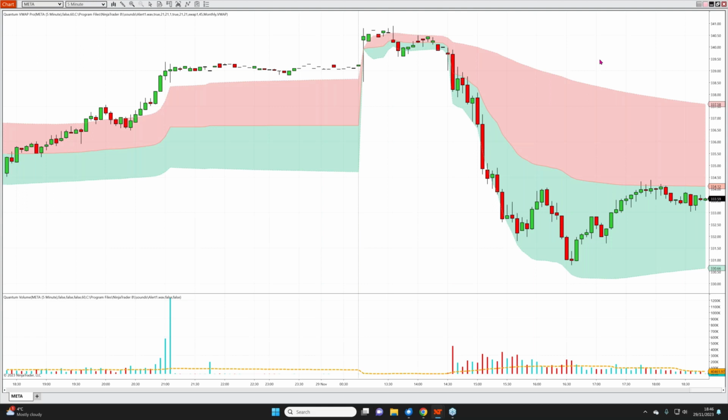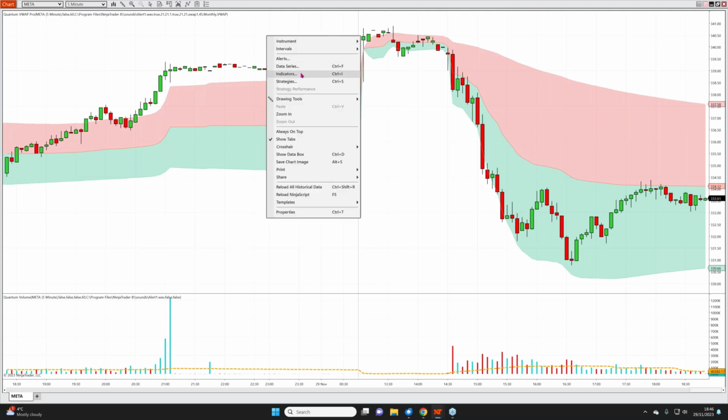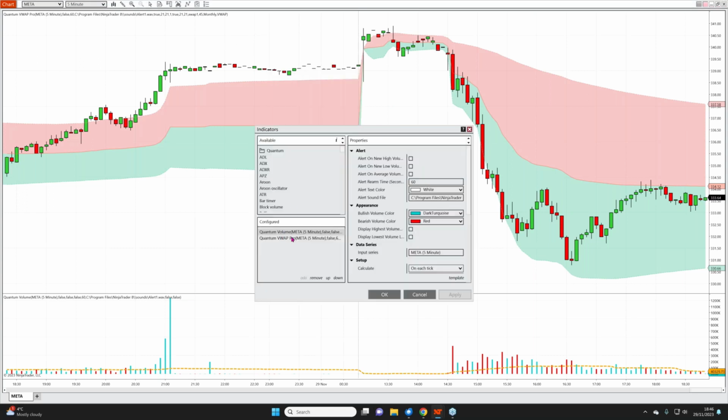What we've done, as always, is we've tried to add value to this. And the way we've done that is to combine 5 indicators into one. So if I click on indicators here and go down to the VWAP, I've only got 2 indicators on here. I've got the VWAP and I've got volume on here as well. But the VWAP itself is, in fact, 5 indicators in one.